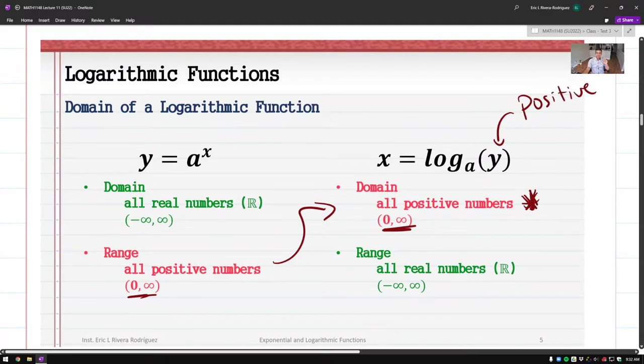So that means that the logarithmic function is only going to evaluate positive values, positive arguments. So we will need to determine the domain of the logarithmic function, and you will see how that restriction applies to the exercises that we are going to be working with.